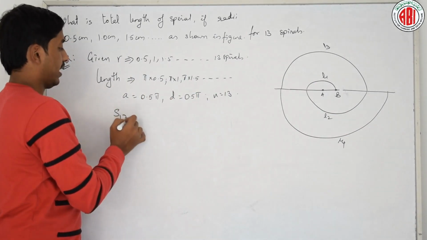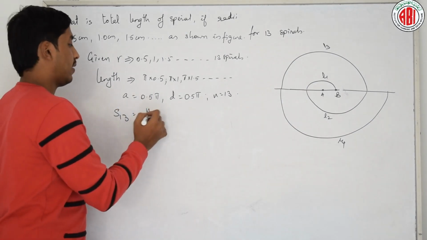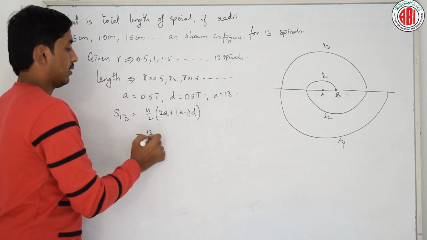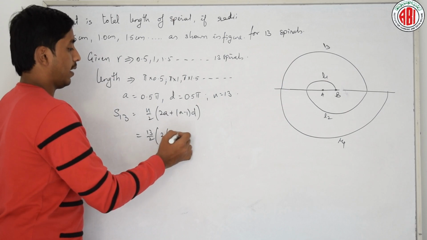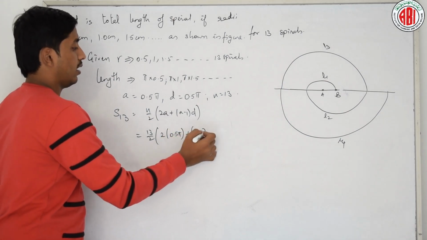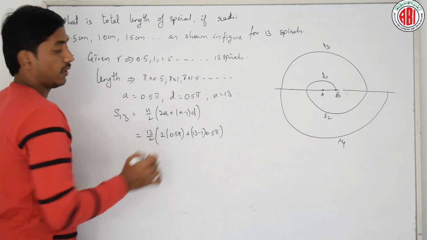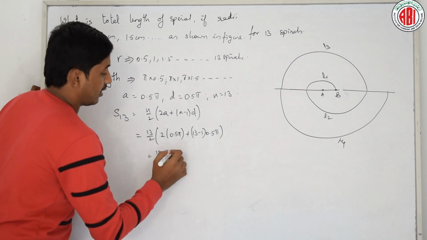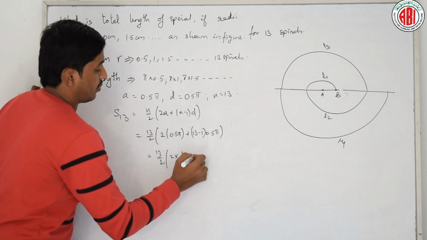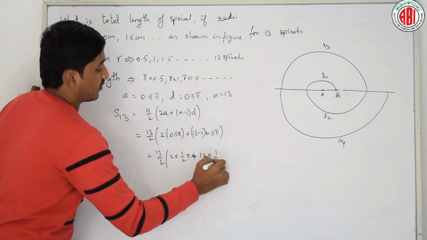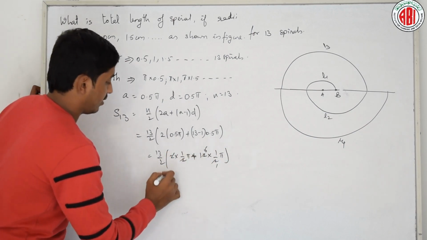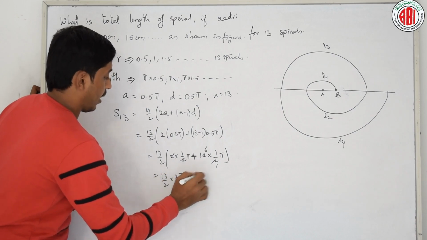He is asking us to find S13. Is it fine? What is the formula? n by 2 into 2a plus n minus 1 into d, that is 13 by 2 into 2 into 0.5 pi plus 13 minus 1 into 0.5 pi. Is it okay? That is 13 by 2 into, let us write 0.5 as 1 by 2, plus 13 minus 1 is 12 into again 1 by 2, pi. 2 ones are 2, 6 twos are 12, 2 will get cancelled. I get pi plus 6 pi, which is 7 pi.